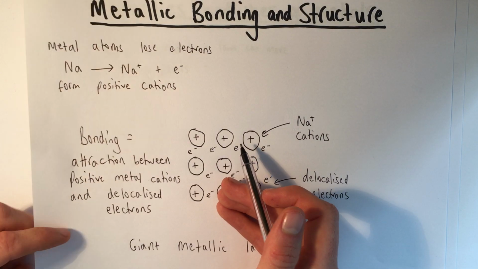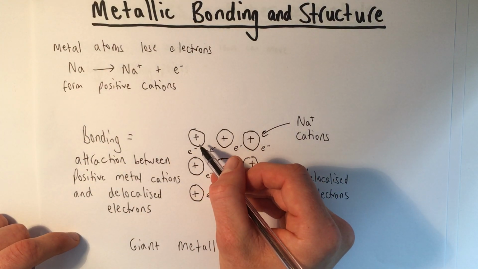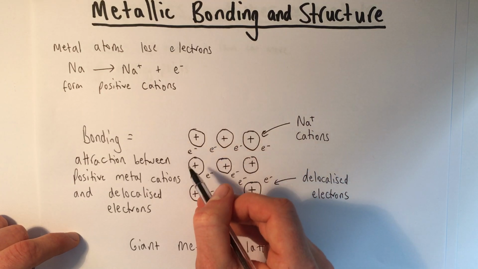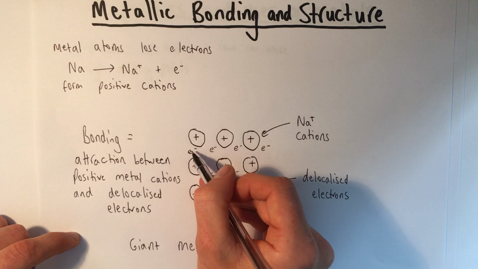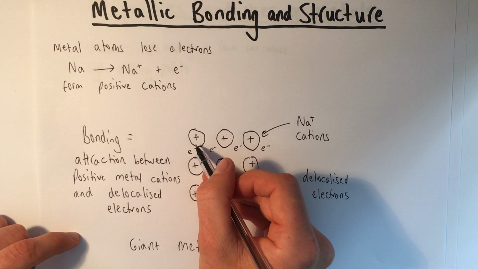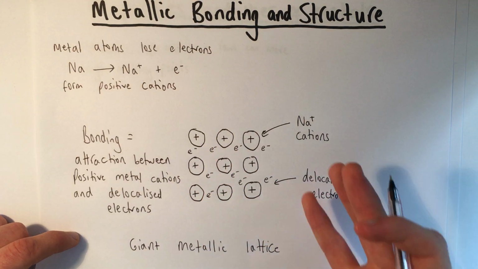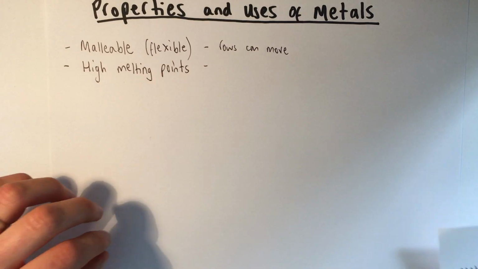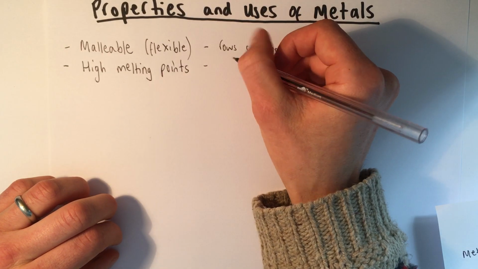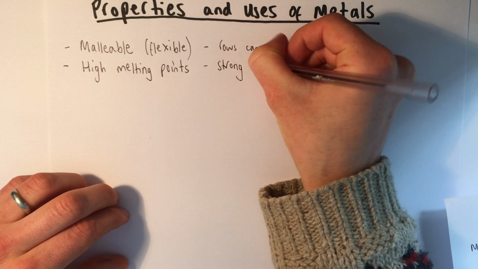In other words, we'd need to break the bonding. We'd need to break the attraction between the positive metal cations and the delocalized electrons. Because this is a strong attraction, a strong bond, it would take a lot of energy for us to break it. So it'd take a lot of heat energy for us to make this metal melt. So the reason they have high melting points is because the attraction or the bonding is very strong.